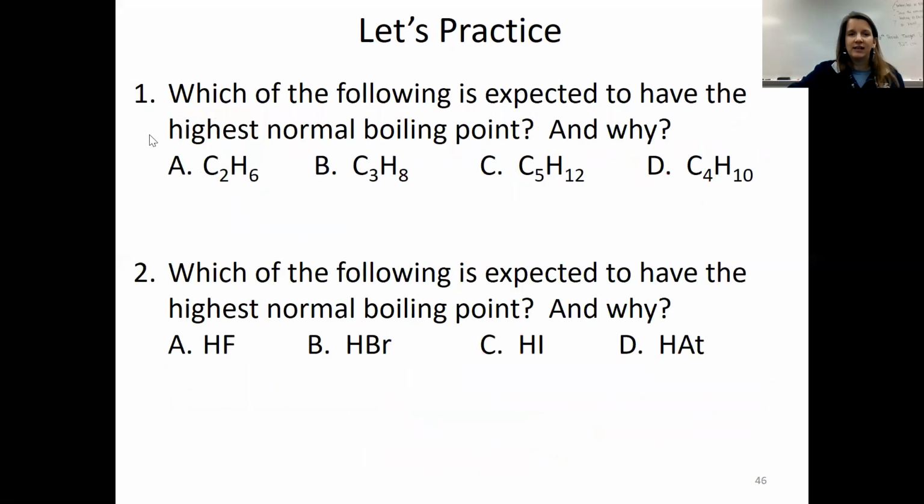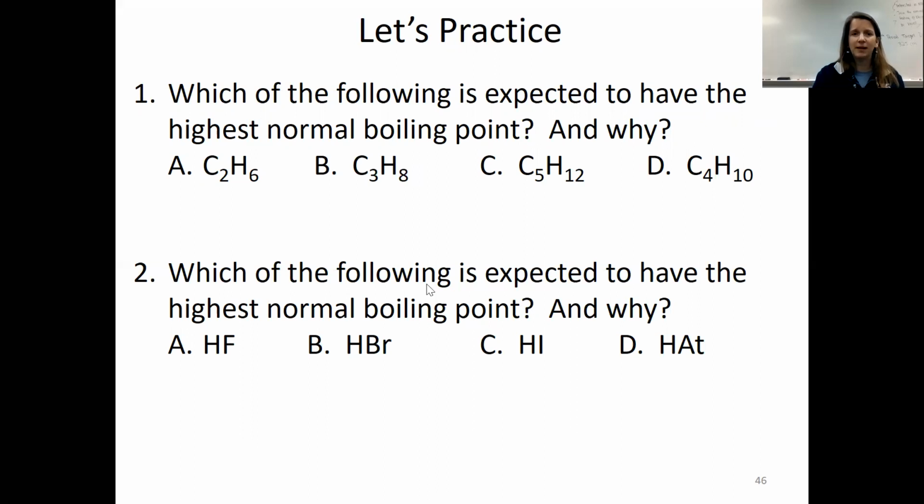Which of the following is expected to have the highest normal boiling point and why? Well, when I look at these, C2H6, C3H8, C5H12, C4H10, all of these are hydrocarbons. It's a carbon-hydrogen chain. They're all London dispersion forces. So if I think way back to when we talked about London dispersion forces, I have to remember how to determine which LDFs are weaker and which are stronger. The more electrons there are, the longer the chain, the more polarizable it is.